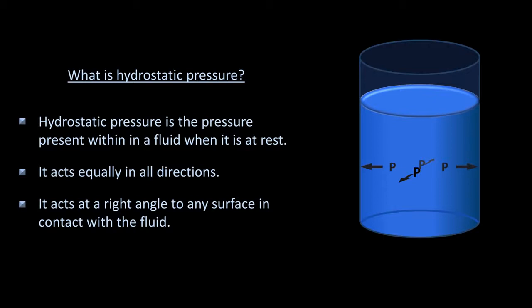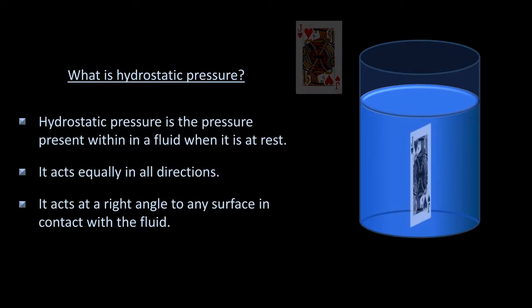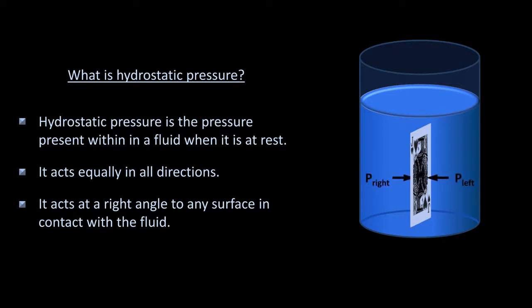And of course we know that a glass of water at rest does not start to slide laterally on its own. As another example of this, imagine taking a playing card and submerging it vertically into the water. The hydrostatic pressure in the water will act at a right angle to any surface in contact with the fluid. That means that there is a right-sided pressure pushing on the left side of the card and a left-sided pressure pushing on the right side of the card. As these forces are equal, the card will not spontaneously move in either direction.